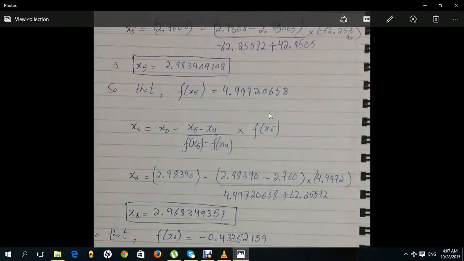Now this is the main thing you have to notice. As you can see, in root 5 the value is 2.9834, and in root 6 the value is 2.9683. The main thing is that the first decimal place, which is 2.9, is the same in the next root, up to the first decimal place. So it shows that the root is now converging.